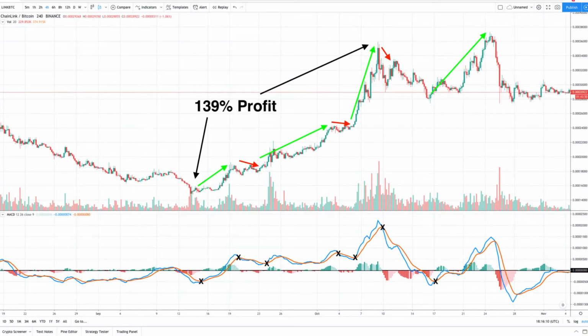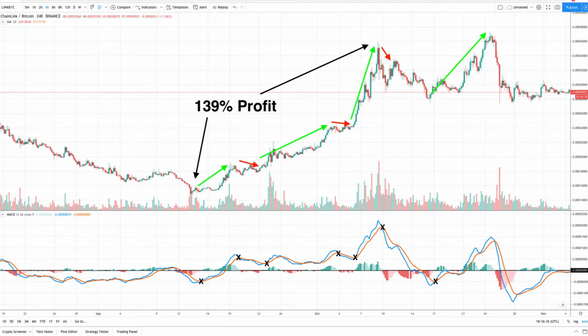So let's take a look at a real chart. This is Link on a 4-hour time frame. And let's have a look at how good or bad these signals may have been. We don't have anything on this chart apart from the price action and the MACD. We can see the buy signals with the lines crossing over and upwards, and we can see some sell signals with the lines crossing over and downwards.